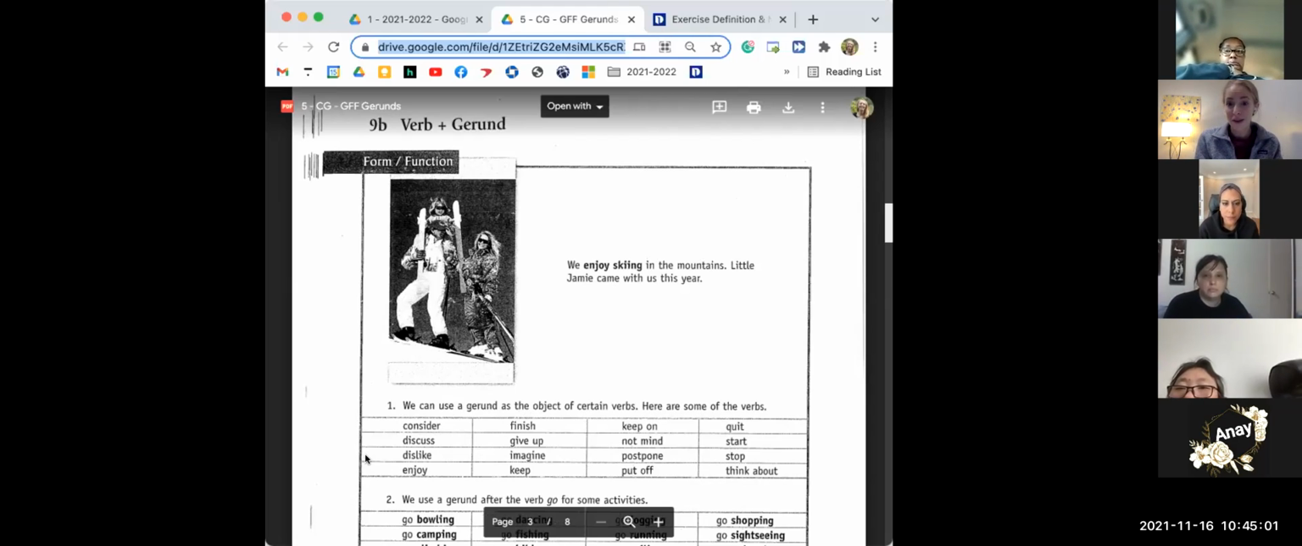These are some pretty common words that we use. Consider, discuss, dislike and like, enjoy, finish, give up, imagine, keep on, not mind or I don't mind, postpone, put off, quit, start, stop, and think about. With these verbs, we should use the gerund as the object.